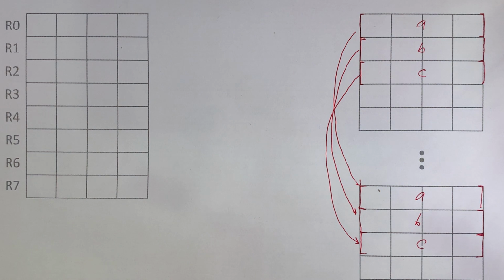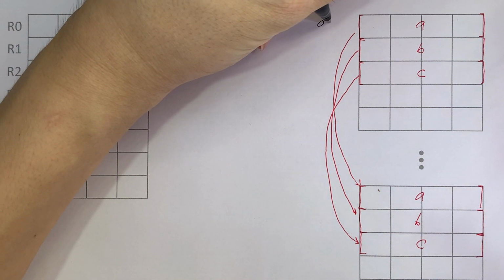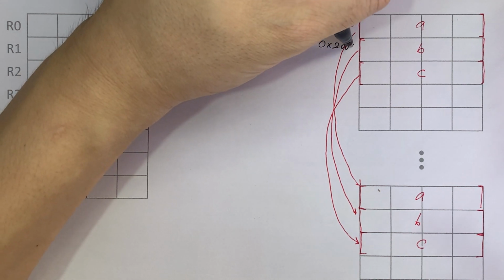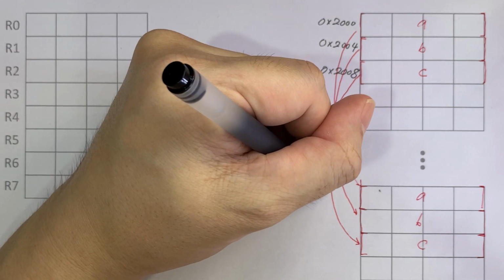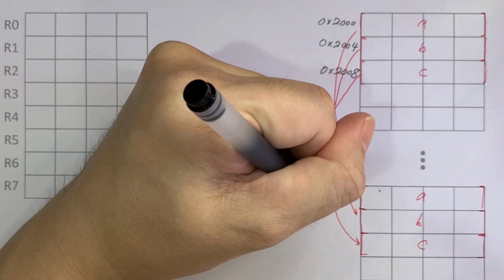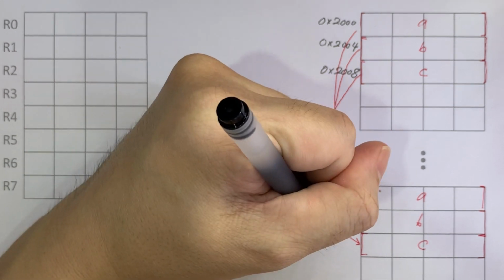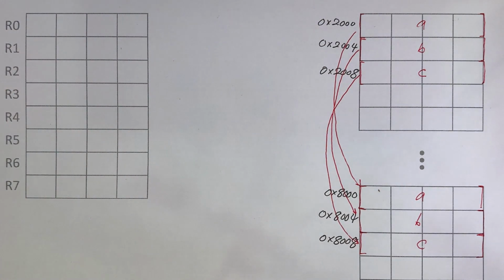Right, so let's assume these values start at 2000, 2004, and 2008. And we can assume the new locations start at 8000, 8004, and finally 8008.